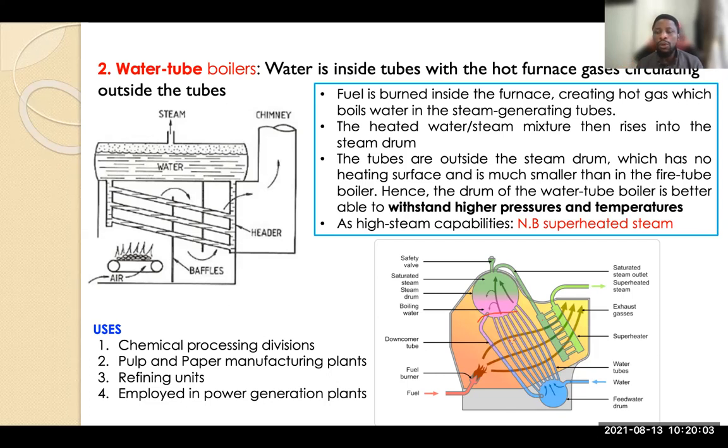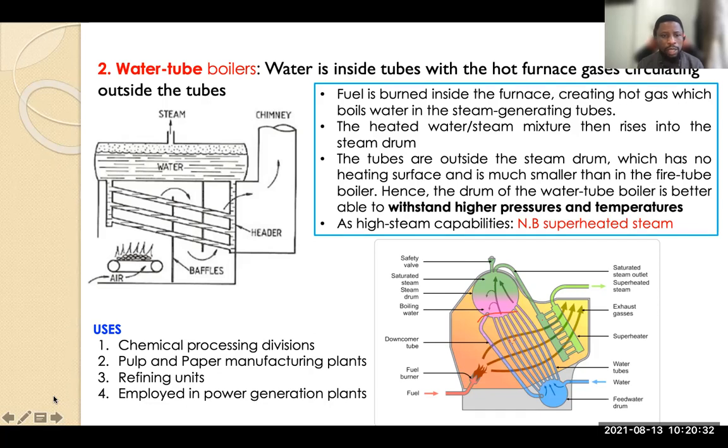A fuel is combusted. And I've mentioned in most cases, it's coal that we use for this. So the fuel combusts, heat is generated, and the steam is generated. So please take note of that. So what I did is provided two diagrams so that you'll be able to appreciate this better.